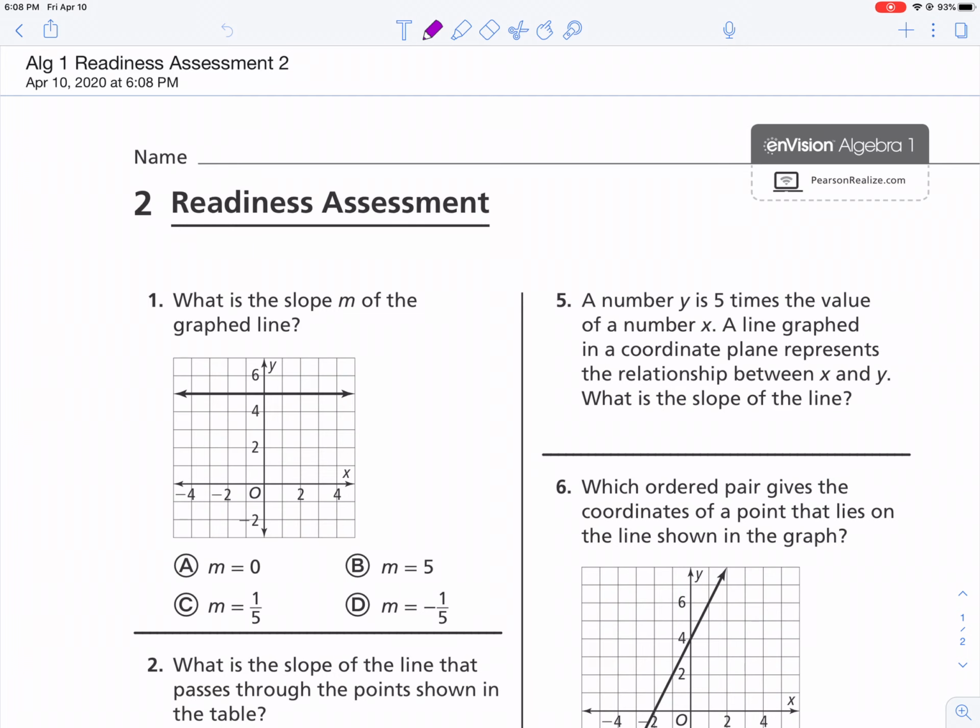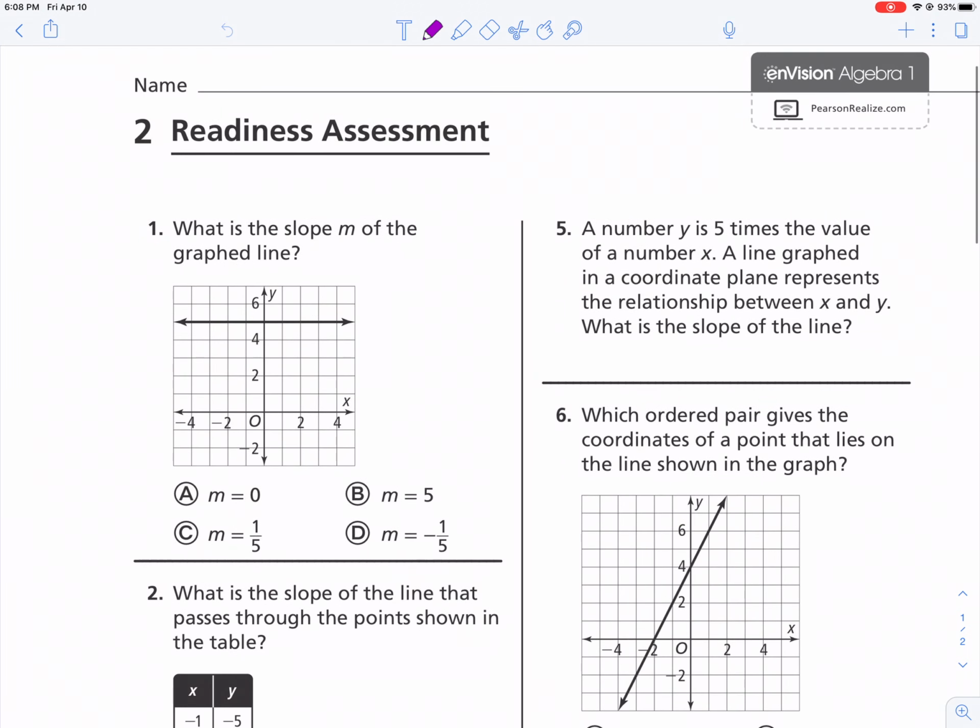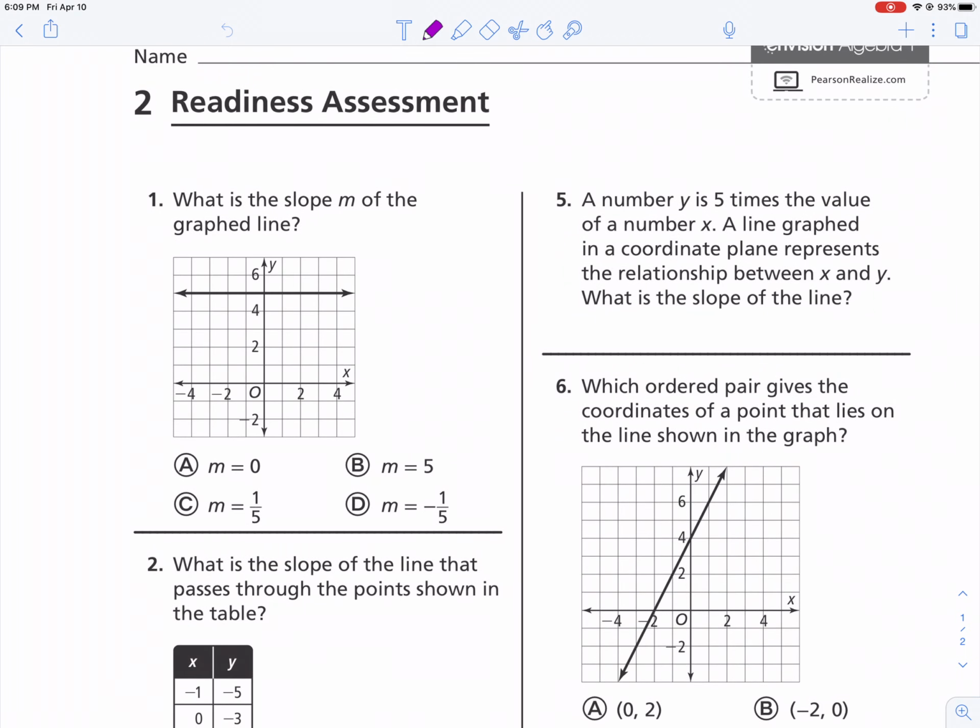I'm just going to go through the Readiness Assessment 2. I know some of the teachers might have posted the solutions, but it might be helpful just to have some explanation as we go through them as well. So I'm going to go through each page front and back. I'm going to split them so the video is not too long. So we're going to go through questions number 1 through 7 for this first part.